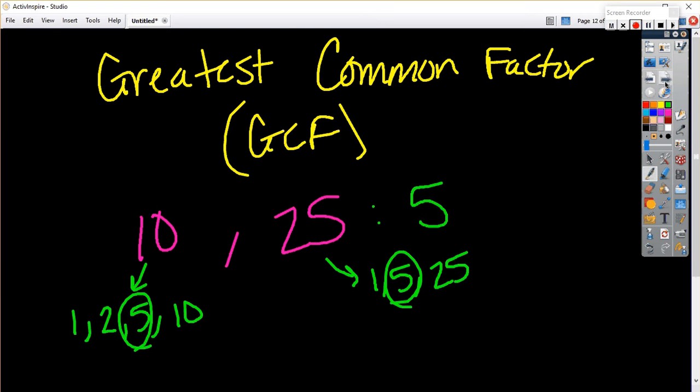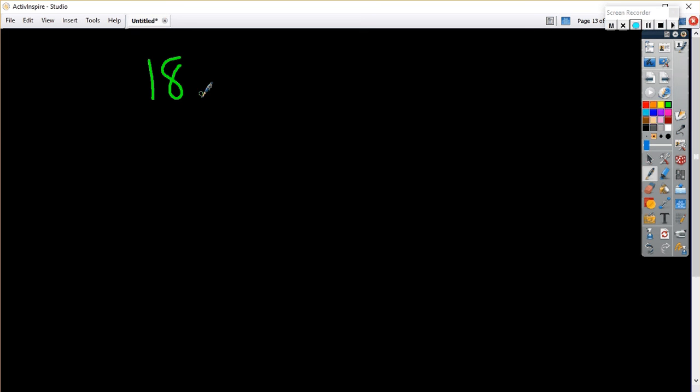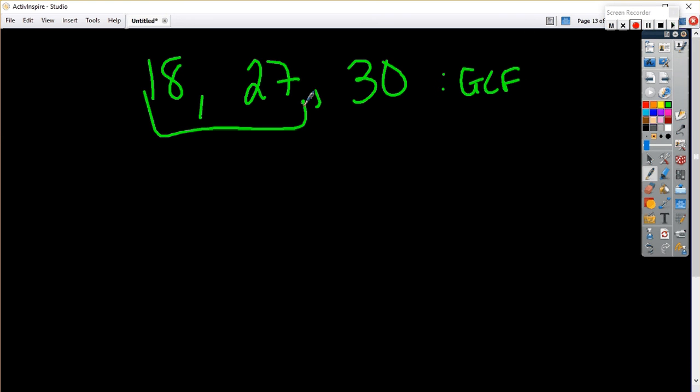How about, what if I put 3 numbers up there? 3. Greatest common factor, 3. The biggest thing you can divide all 3 of them by with no remainder. Well, these 2 would be 9, but then if you include the 30 on the end, 3 is the biggest thing that goes into all 3 of them. Does that make sense? Okay.